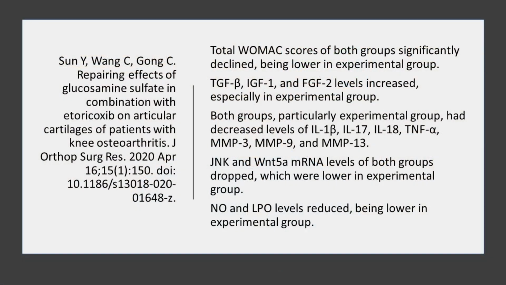You get an increase in growth factors: transforming growth factor beta, insulin-like growth factor 1, fibroblast growth factor 2. You get a decrease of inflammatory factors: a decrease in interleukin 1 beta, interleukin 17 and interleukin 18, as well as a decrease in tumor necrosis factor alpha. You get a decrease in matrix metalloproteinases, the enzymes that catabolize or break down that extracellular matrix, your matrix metalloproteinases 3, 9, and 13. It's pretty impressive results from there.